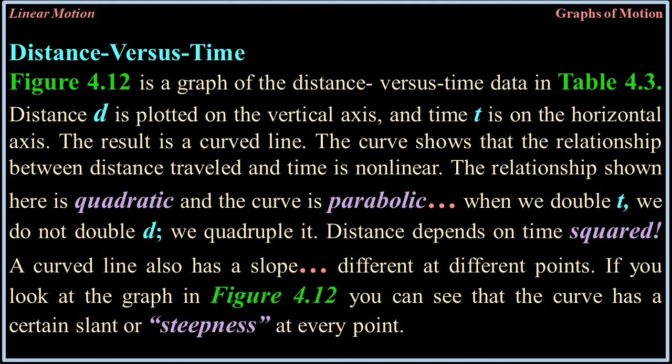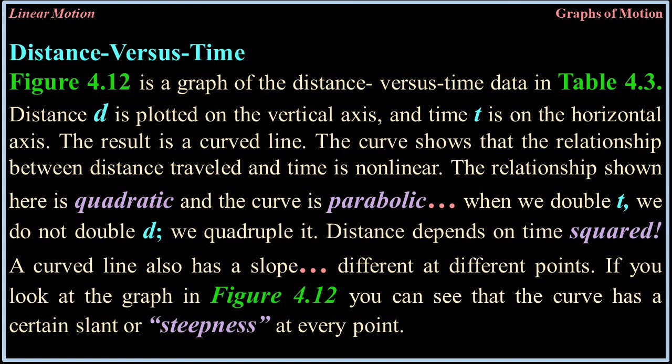Distance versus time. Figure 4.12 is a graph of distance versus time data in table 4.3. Distance d is plotted on the vertical axis and time t is on the horizontal axis. The result is a curved line. The curve shows that the relation between distance traveled and time is nonlinear. The relation shown here is quadratic, and the curve is parabolic. When we double t, we do not double d, we quadruple it. Distance depends on time squared.